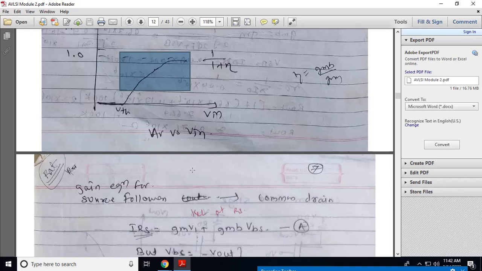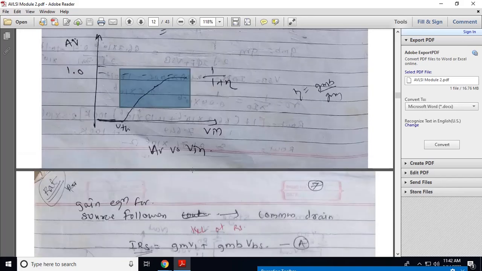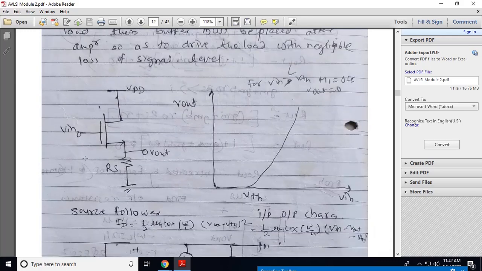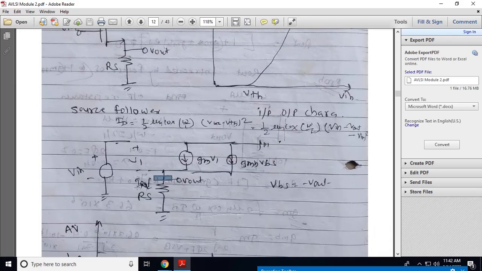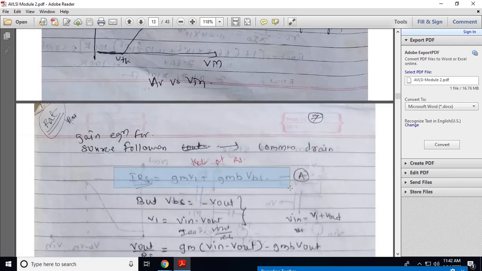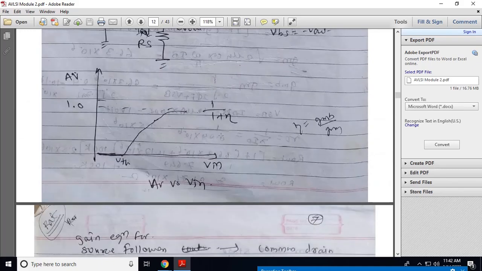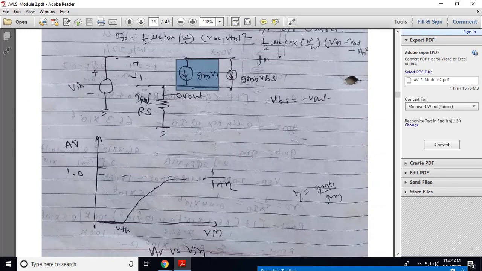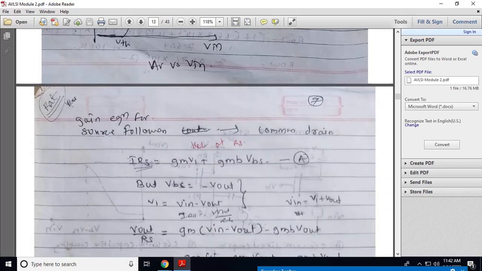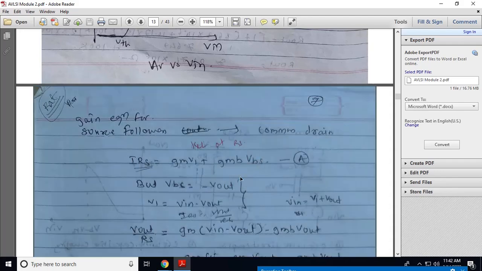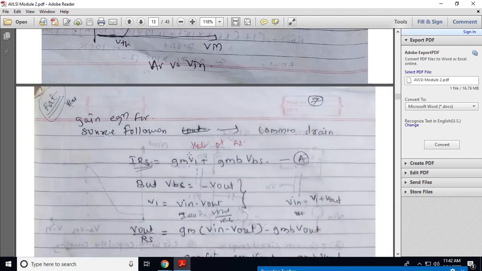Now see the gain equation for source follower. We can write the KCL here, that is IRS is equal to addition of these current sources. So IRS is equal to GM into V1 plus GMB into VBS. So this is one current source, this is the second. So equation A, IRS is equal to GM V1 plus GMB VBS. But we know that VBS is equal to minus V out. We can put that here, and we will find out the equation for V1.